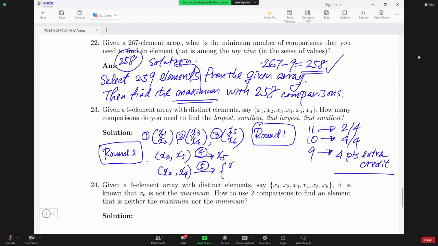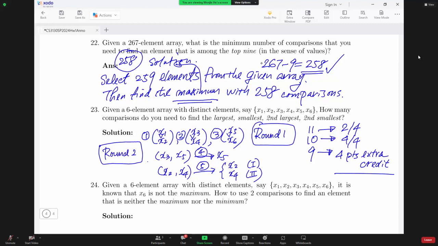First case, x2 larger. Second case, x4 larger. x2 larger, I use case 1. x4 larger, I use case 2. So we need to look at each one separately. That's round 2. Next, round 3.